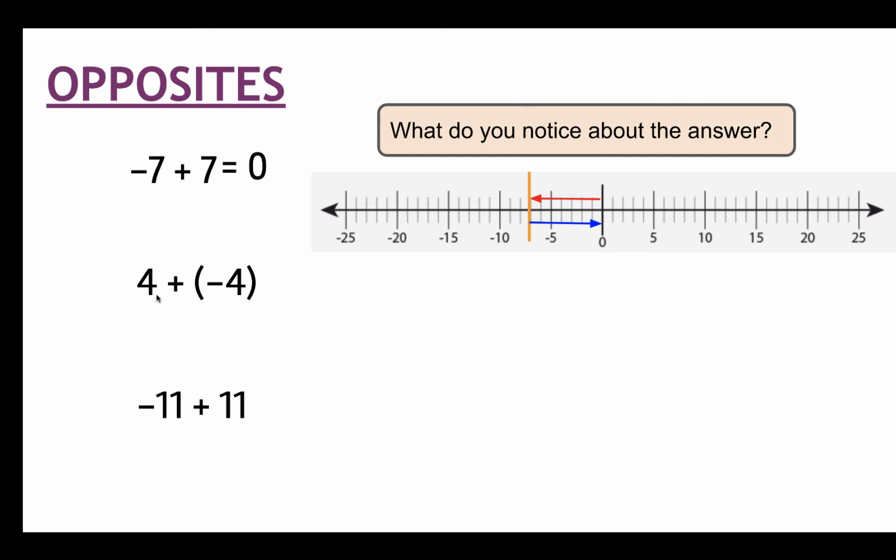That rings true for all other examples with opposites. 4 plus negative 4, the sum is 0. Negative 11 plus 11, the sum is 0. So when we're adding opposites, they're neutral pairs, meaning the value is going to bring us back to 0.